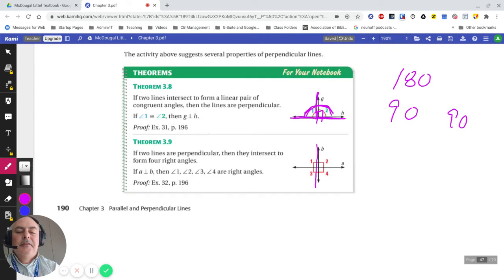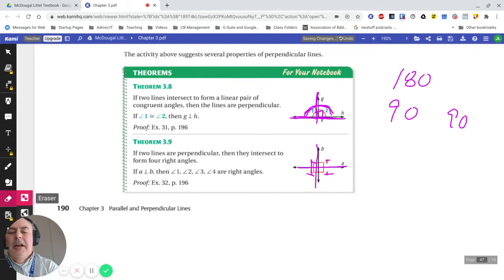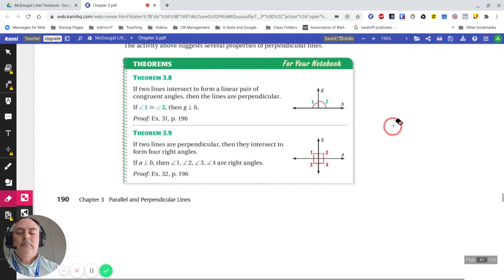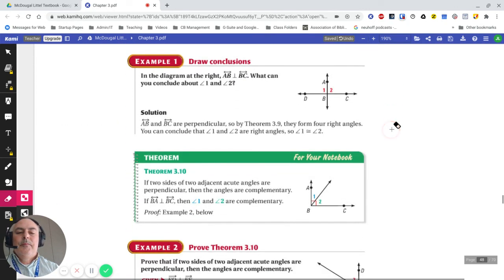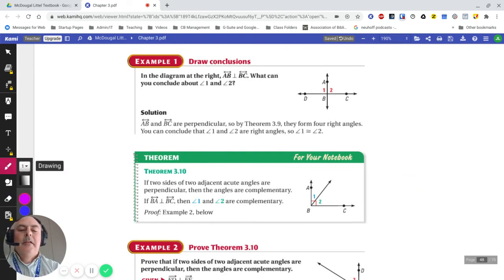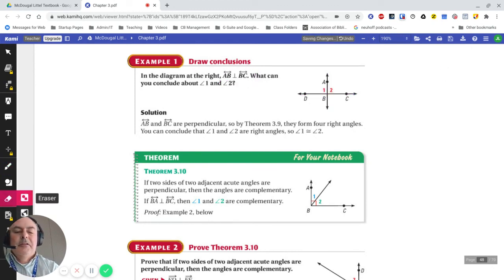I also know that if 2 lines are perpendicular, all 4 of my angles are going to be right angles. Those are pretty straightforward concepts in terms of the first couple of theorems we're looking at. For this first example, if I know, because I'm told, this is my little perpendicular sign, that these 2 are perpendicular, I know angle 1 equals angle 2, and they're both right angles. It's pretty straightforward from what we just looked at.